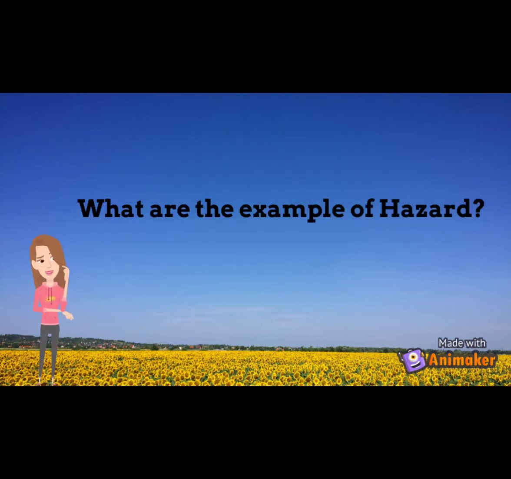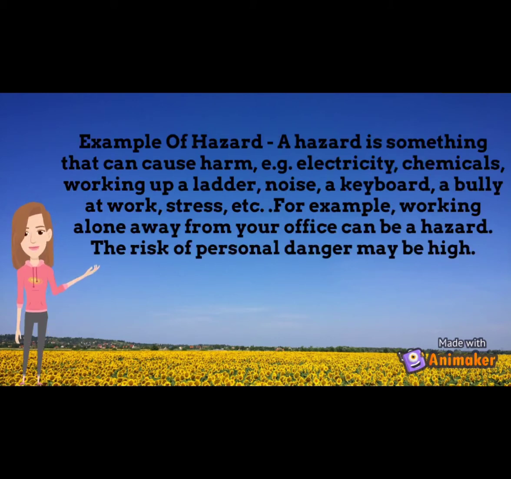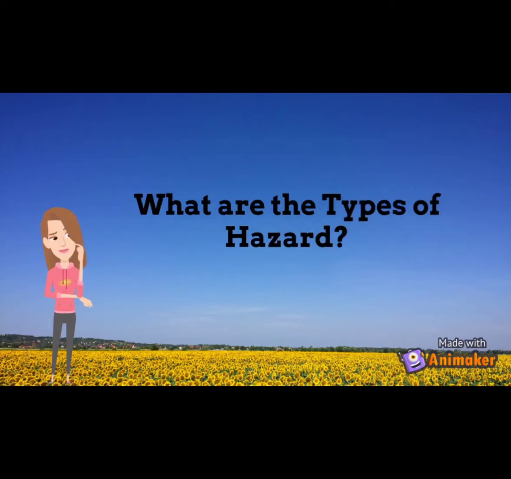What are examples of hazard? A hazard is something that can cause harm, for example electricity, chemicals, working up a ladder, noise, a keyboard, a bully at work, stress, etc. For example, working alone away from your office can be a hazard. The risk of personal danger may be high. Electric cabling is a hazard. What are the types of hazard?